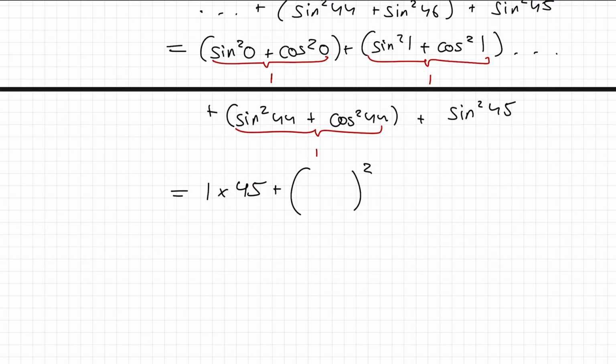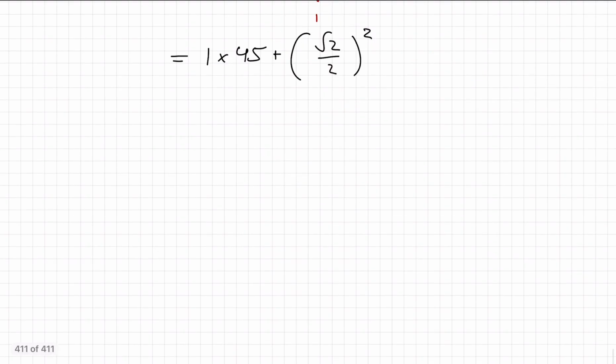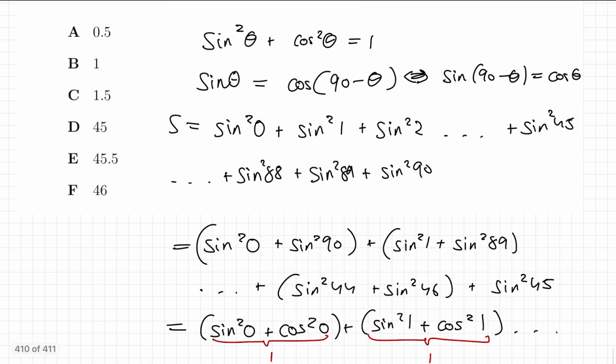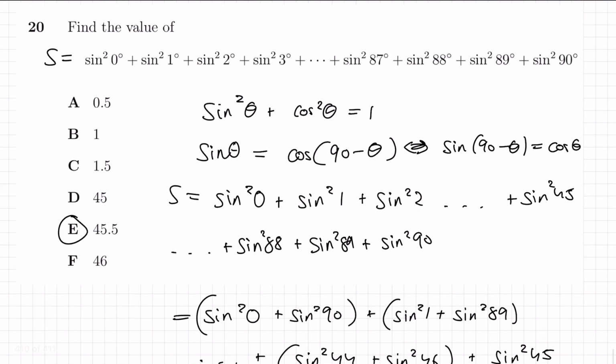We know sine of 45 degrees is root 2 over 2. So that gives us 45 plus 2 over 4, which is the same thing as 45 plus a half, or 45.5. So there's our answer. E is the correct answer.